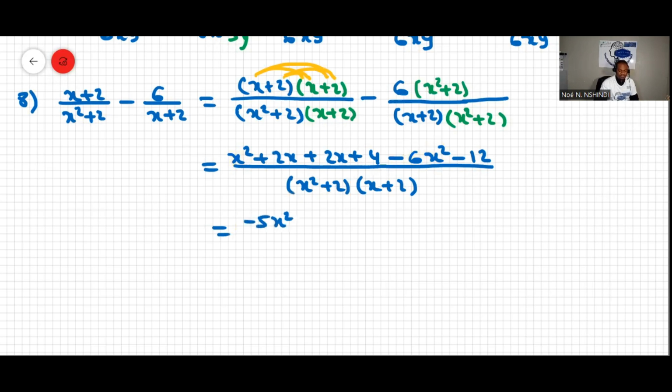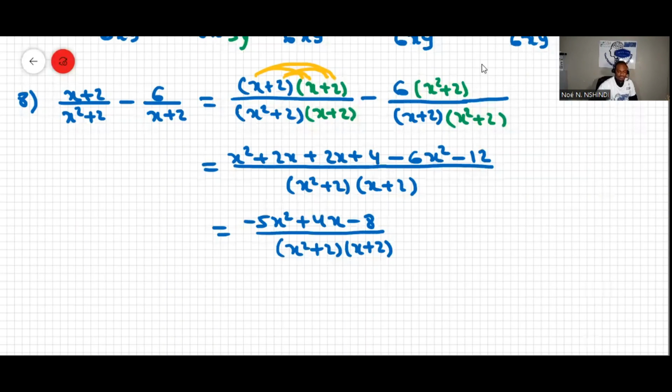5x squared. And then the next like terms, the terms that end with x's, 2x and 2x, they're like terms. That will make 4x. So plus 4x. And then the constant term, 4 and negative 12. 4 minus 12 is negative 8. So this would be negative 8 over x squared plus 2 times x plus 2. Okay.